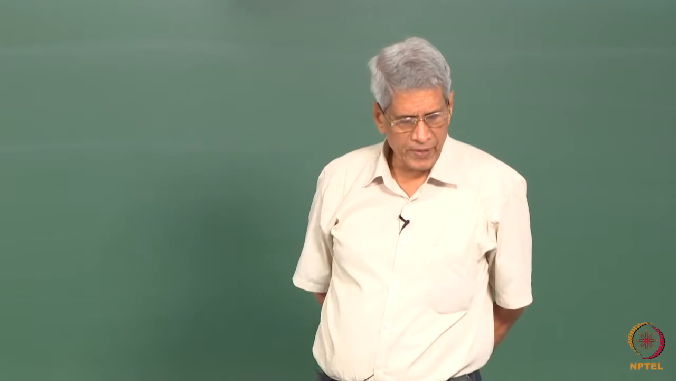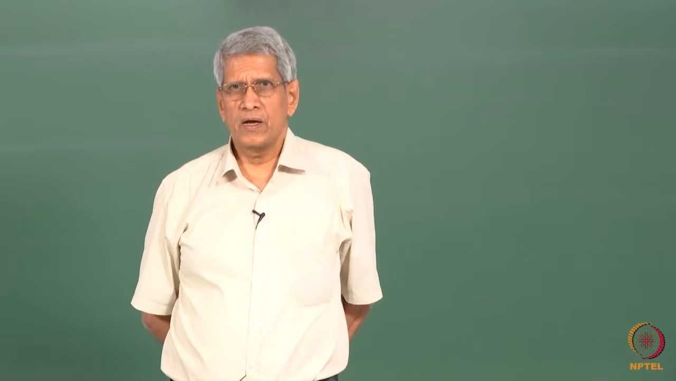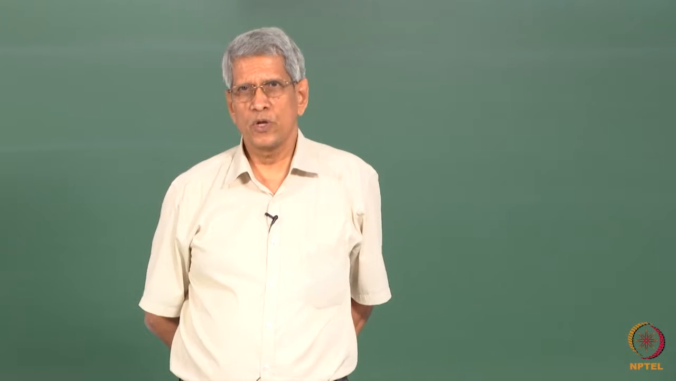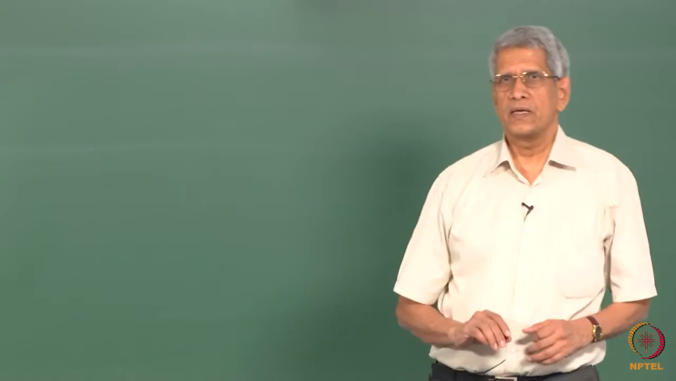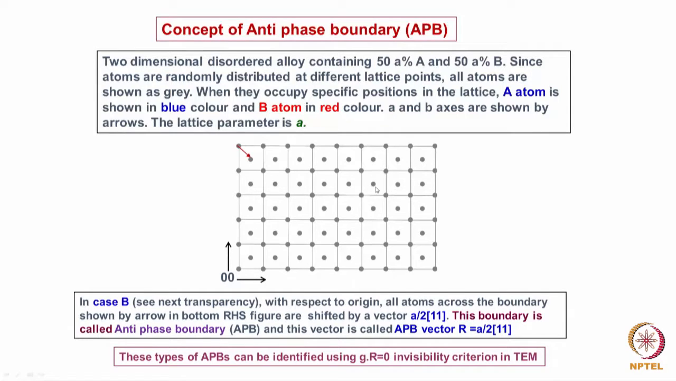The best example is to take a two-dimensional lattice. The lattice which is being shown here is essentially a disordered lattice. Actually it is an alloy, you consider it to be an alloy which consists of atoms A and B, in 50% A and 50% B, and the atoms are randomly distributed. So we cannot identify which lattice position the A atom is occupying and which the B atom is occupying. So I had shown it by a gray color.